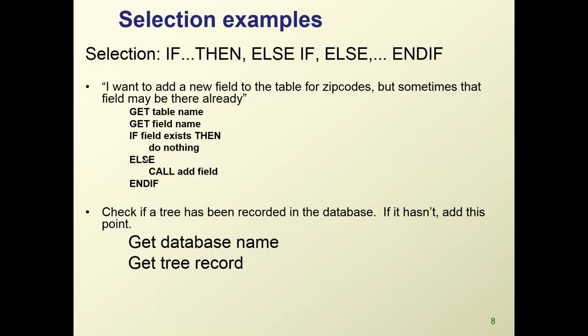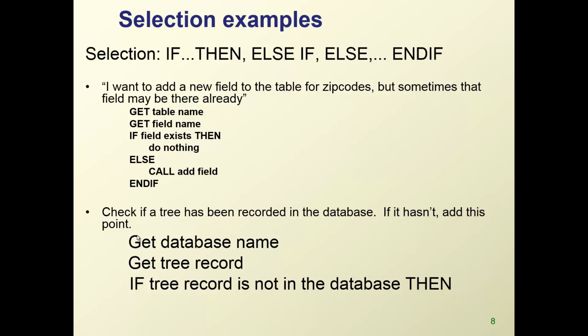So check if a tree has been recorded in the database. If it hasn't at this point. So we'd start off, say, get database name, get tree record, then what? Write it down? It should have an if, and probably you're going to say if the tree record is not in the database, then add the tree record to the database.